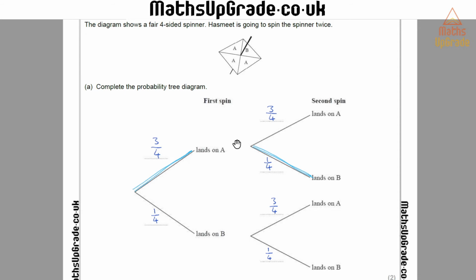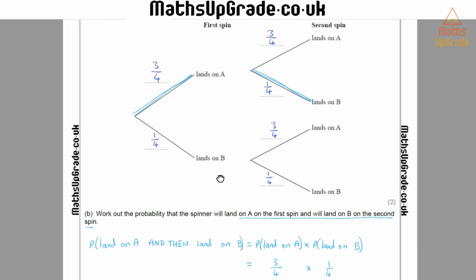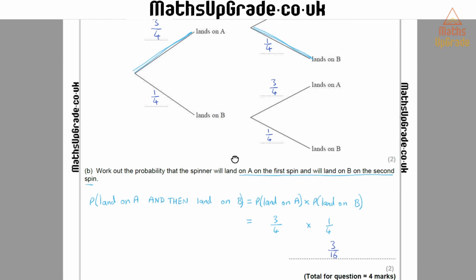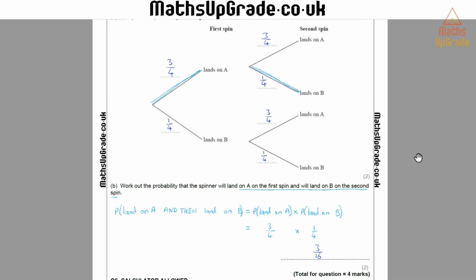In part B, the question asks us to find the probability that the spinner will land on A on the first spin and B on the second spin. So here's the pathway here. Here's the first spin landing on A, and here's the second spin landing on B. So it's 3/4 and 1/4. So it's 3/4 multiplied by 1/4, which is 3/16 as a fraction. The whole question there was worth 4 marks.